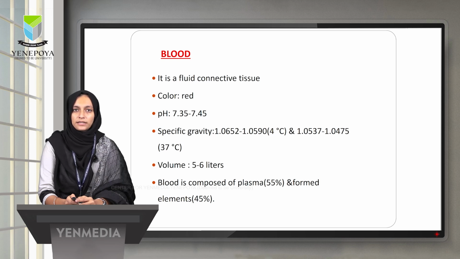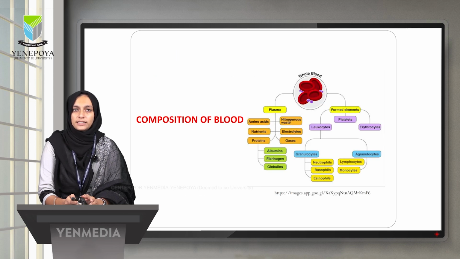We'll move on to how the whole composition is divided into plasma and formed elements. So whole blood is divided into 55% plasma, 45% formed elements. Then again plasma is divided into amino acids, nitrogenous waste, nutrients, electrolytes, proteins and gases. Protein is again divided into albumins, fibrinogens and globulins.